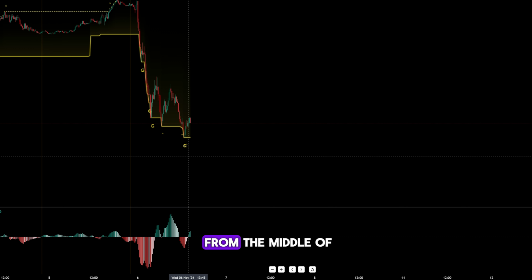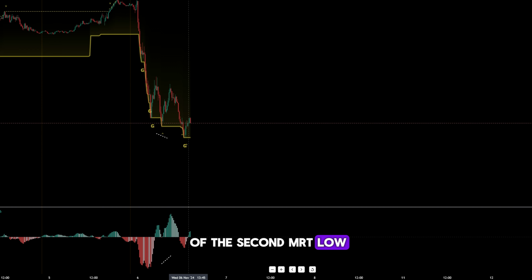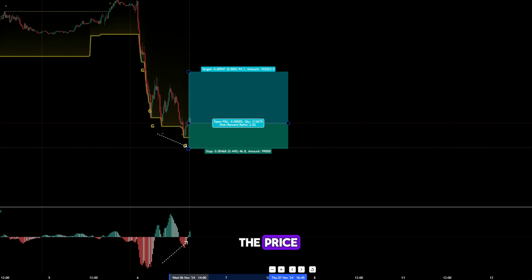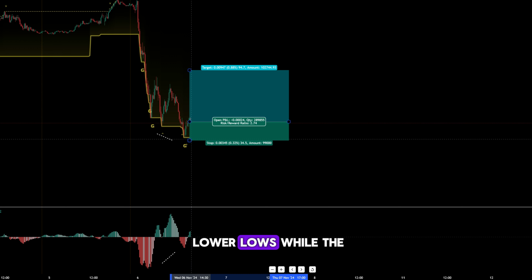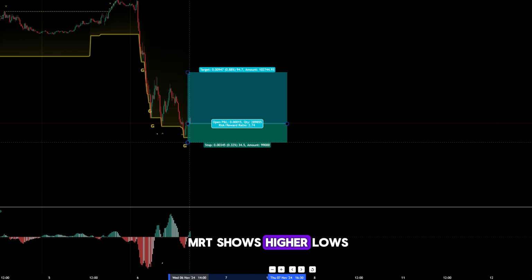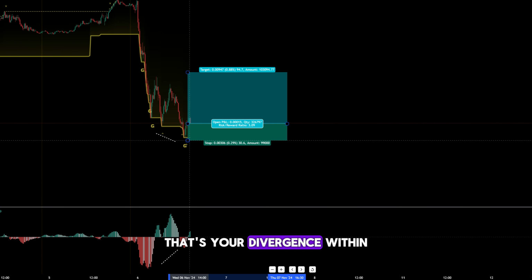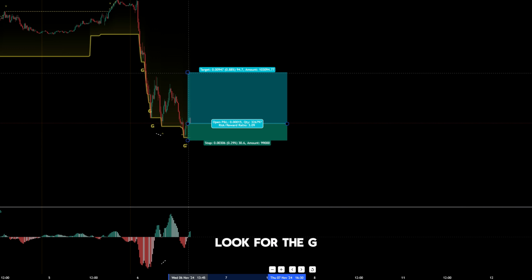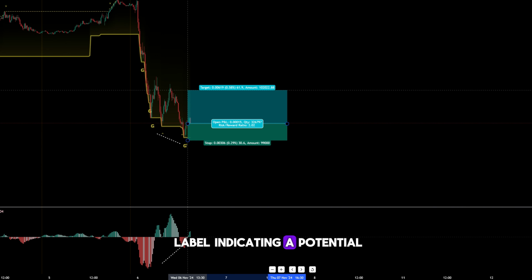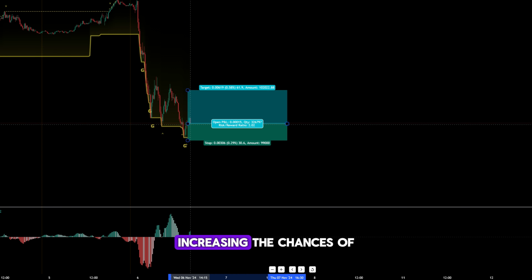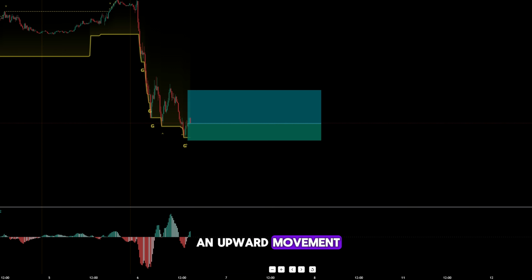Next, draw a line from the middle of the first MACD low to the middle of the second MACD low and compare it to the price. If the price makes lower lows while the MACD shows higher lows, that's your divergence. Within the divergence, look for the G label, indicating a potential market bottom, increasing the chances of an upward movement. Once the MACD histogram turns green, signaling bullish momentum, enter a long position.